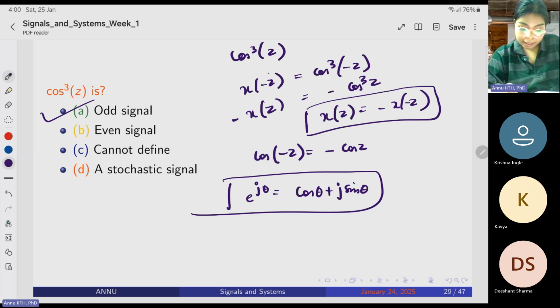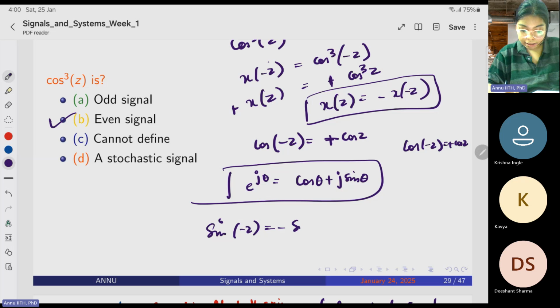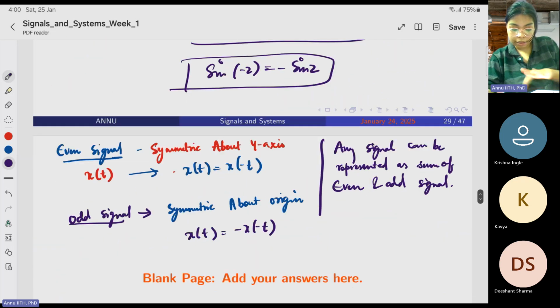Sorry, cos of minus z is not equal to minus, it is plus z. So it's an even signal. Sorry. So cos of minus z is equal to plus cos of z. It is even. Sine of minus z is equal to minus sine z. So I got confused. So it is an even signal. But the only way to determine is through this.